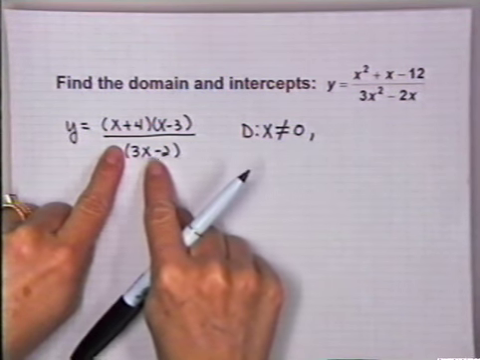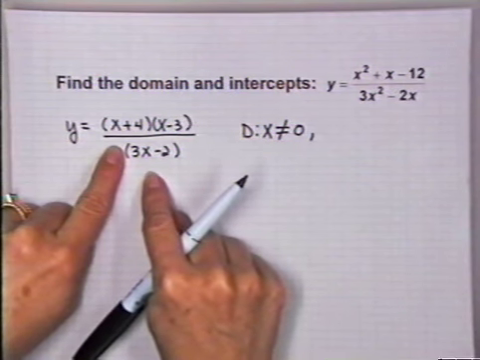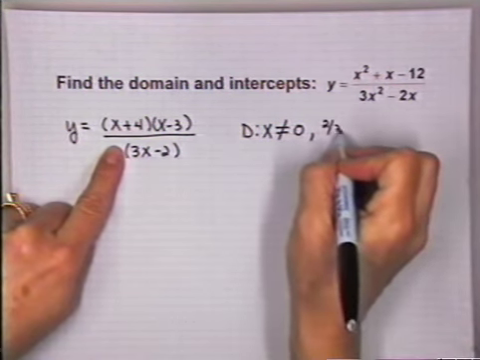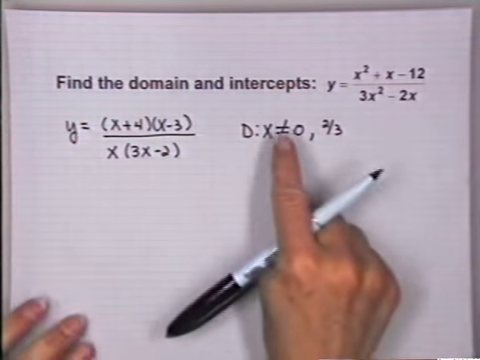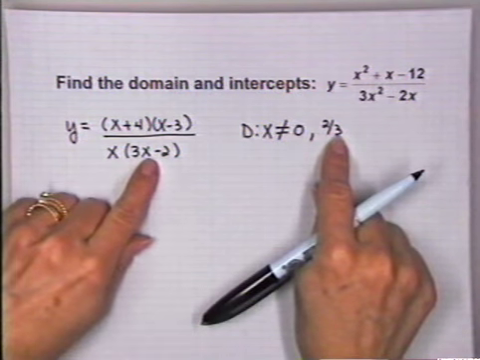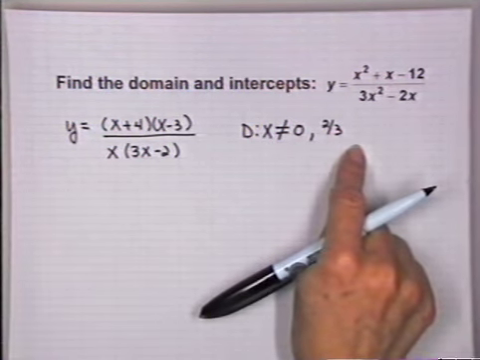Can you determine, if you set this second factor equal to 0 and solve for x? You'd add 2, then divide by 3, so x would be positive 2/3. So x cannot be 0 because of this factor, and x cannot be 2/3 because of this factor. I have two excluded values.